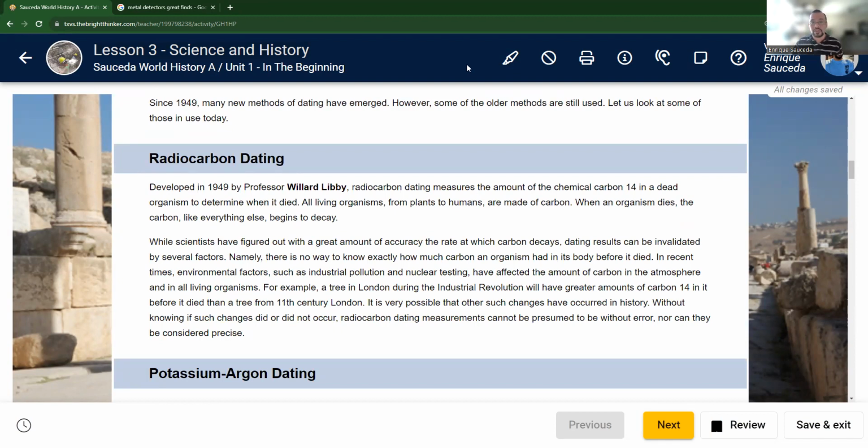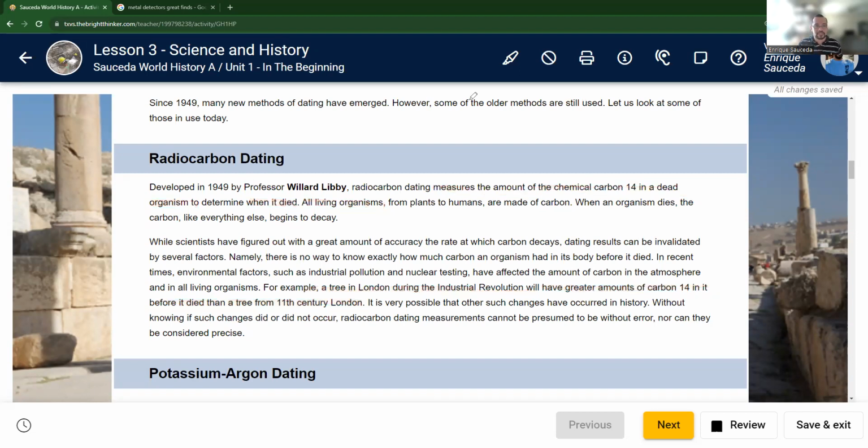Radiocarbon dating. It measures the amounts of chemical carbon in a dead organism to determine when it died, because everything has carbon. All living organisms are made of carbon. When an organism dies, the carbon begins to decay. So we use this, for example, a tree in London during the revolution will have greater amounts of carbon in it before it died than a tree from London from the 11th century. So depending on the age of the object will determine the carbon levels.